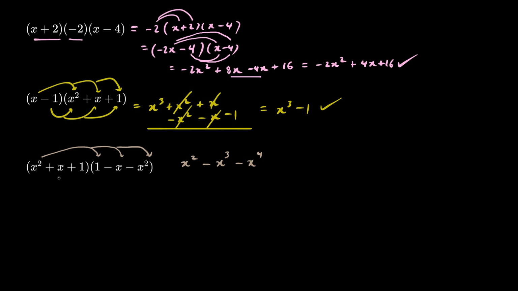This is the next person. Feed the dog, cat, and bird. X times 1 is x. So I'm going to write positive x over here. X times negative x is negative x squared. I'm going to write it here, negative x squared, just to line things up. X times negative x squared is negative x cubed.